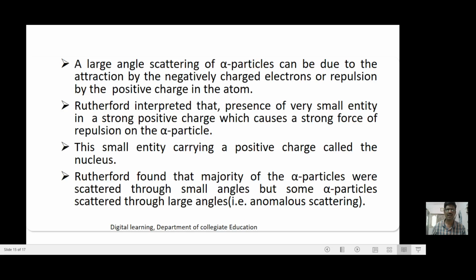A large angle scattering of alpha particles can be due to the attraction by the negatively charged electrons or repulsion by the positive charge in the atom. Rutherford interpreted that the presence of a very small entity with a strong positive charge causes a strong force of repulsion on the alpha particle. This small entity carrying a positive charge is called the nucleus. Rutherford found that the majority of the alpha particles were scattered through small angles, but some alpha particles were scattered through large angles, that is, anomalous scattering.